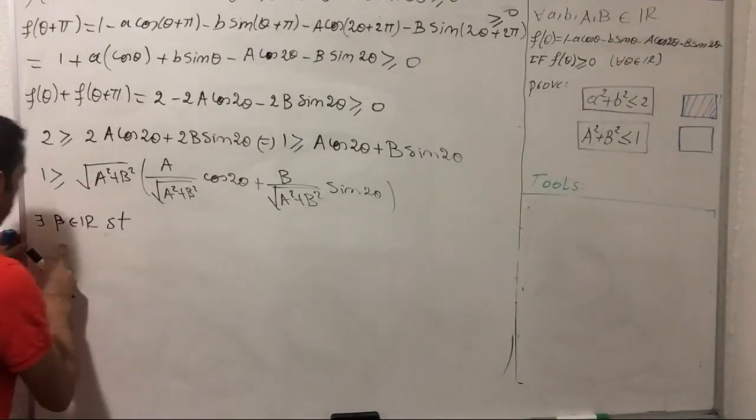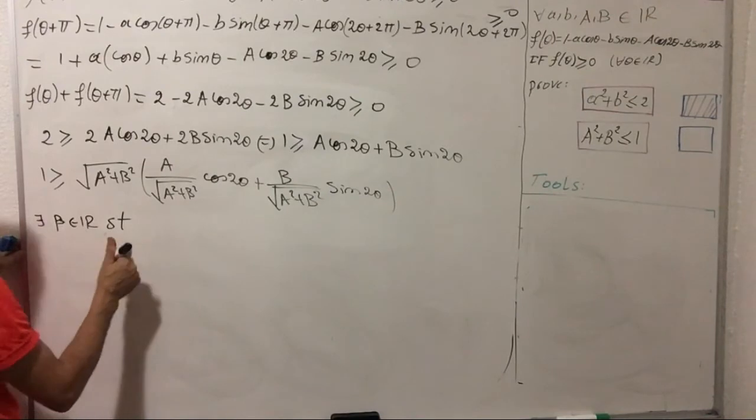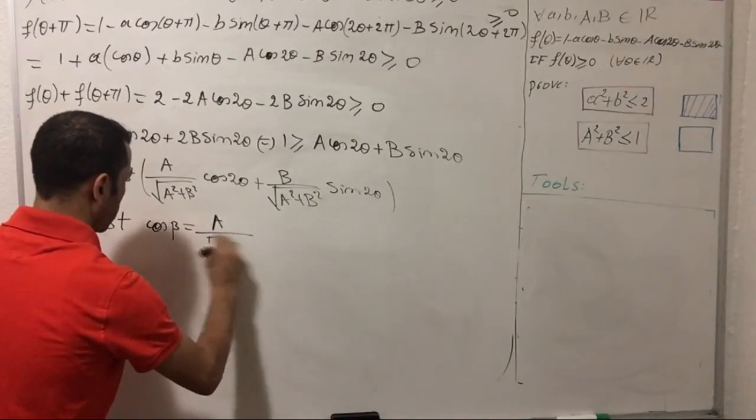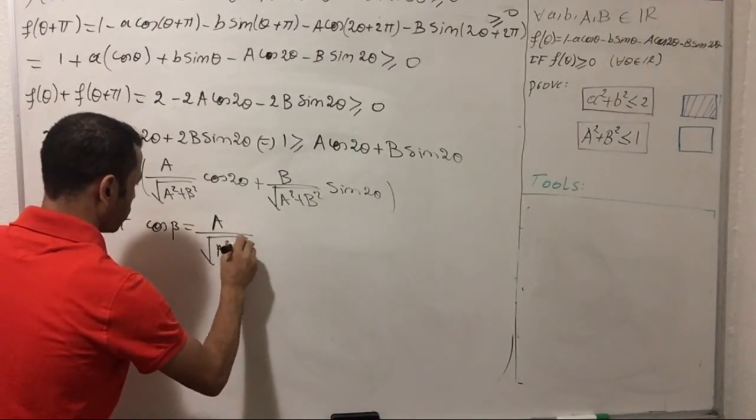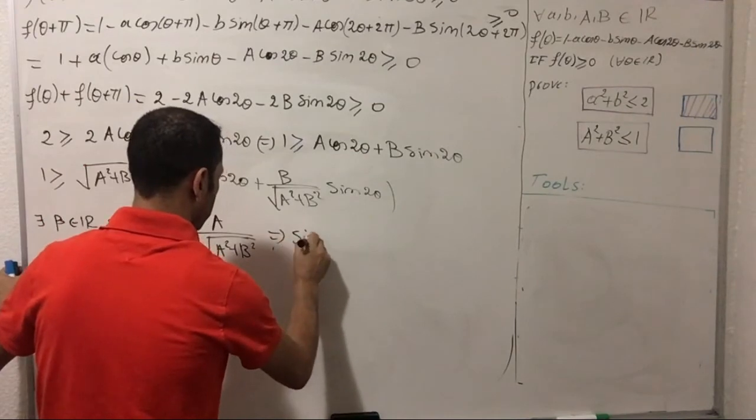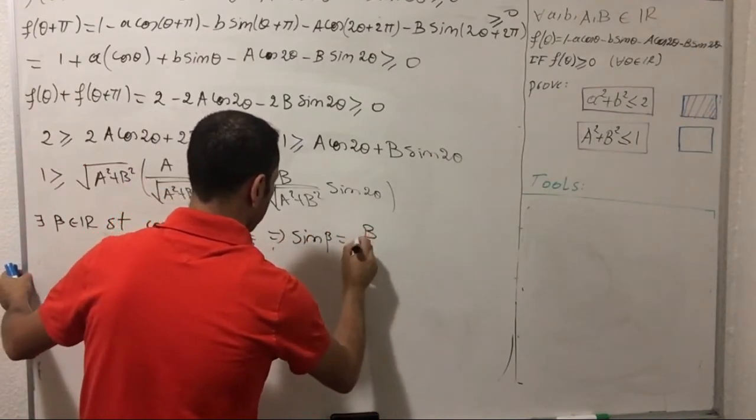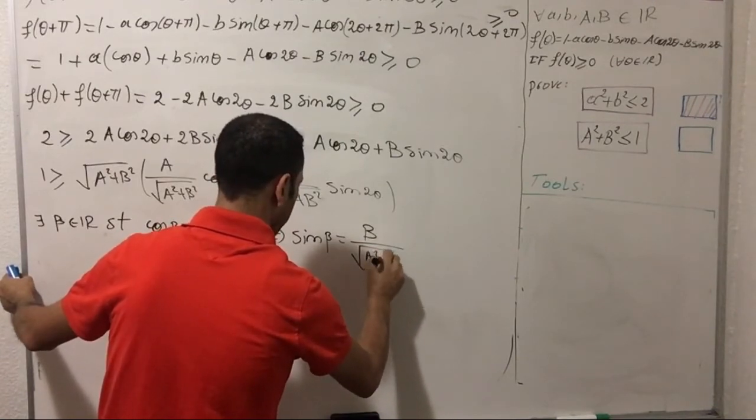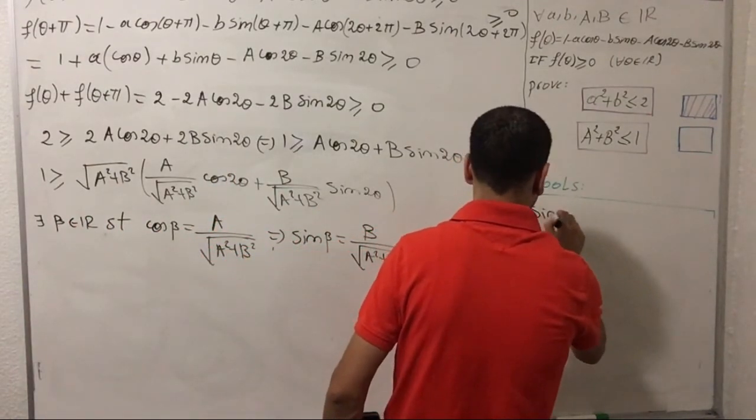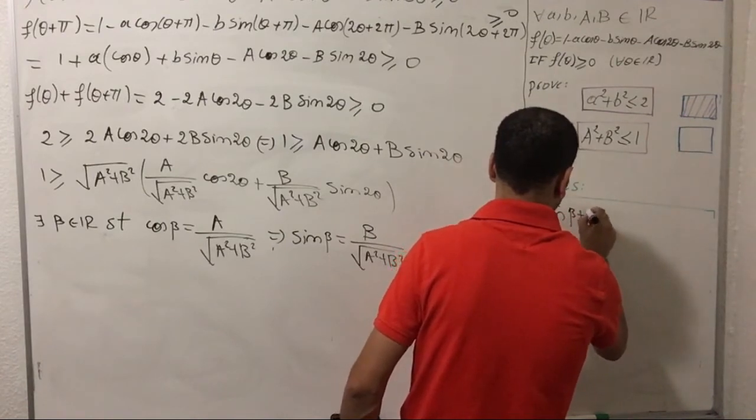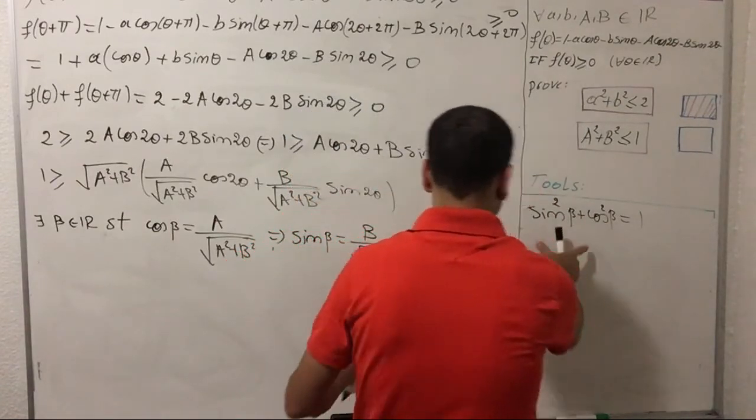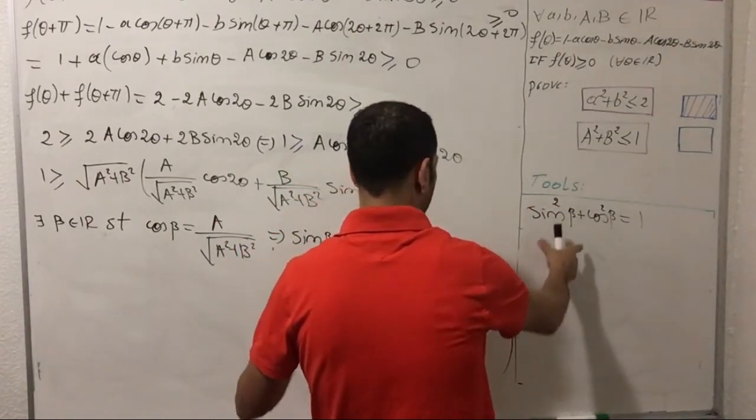So there is some beta as a real number, such that cosine beta equals capital A over square root of A square plus B square, okay? And this implies sine beta equals capital B over square root of A square plus B square, okay? Because we know sine square beta plus cosine square beta equals number 1. If I'm replacing this in this expression, I will have number 1, okay?